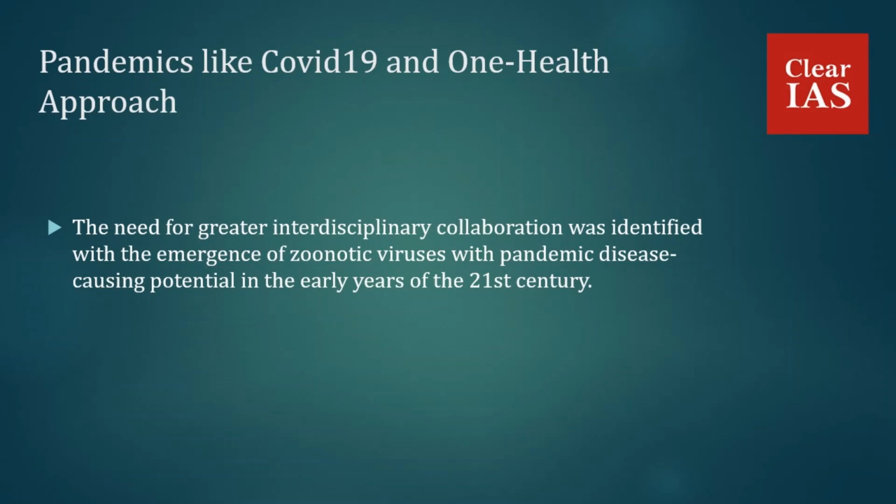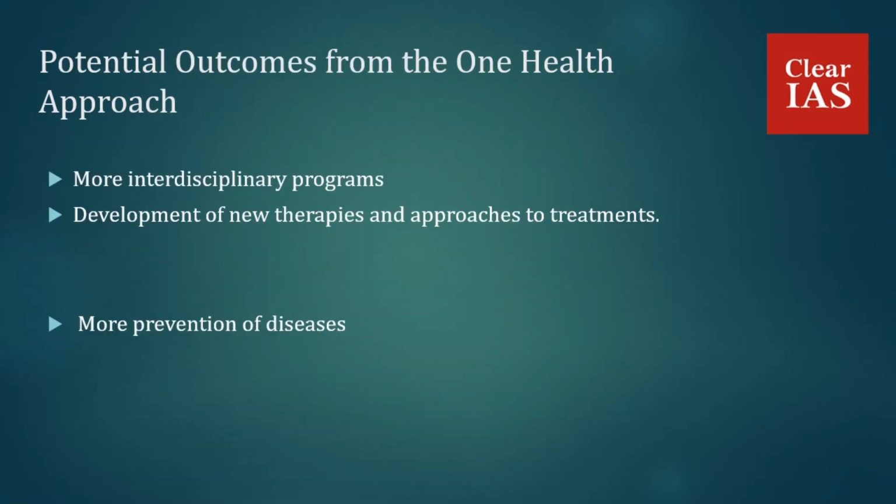The outcomes are that more interdisciplinary programs in education, training, research, and policy development will occur, and there will be more information sharing related to disease detection, diagnosis, education, and research. There will also be more prevention of diseases, both infectious and chronic, and development of new therapies and approaches to treatment. So those are the potential outcomes from the One Health approach.